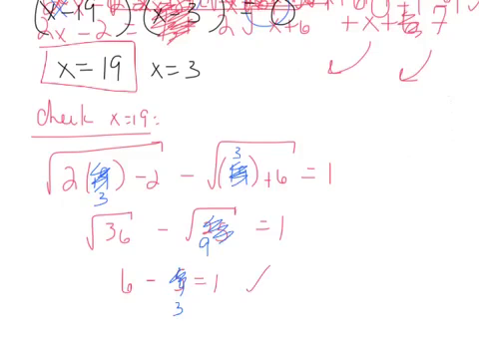And this 3 over here is going to be 2 times 3 is 6. 6 minus 2 is 4, making that a 4. And the square root of 4 is 2. So we end up getting 2 minus 3 equals 1. Well, 2 minus 3 equals negative 1, so this does not check. So this answer must be rejected. So our solution to this problem is simply 19.